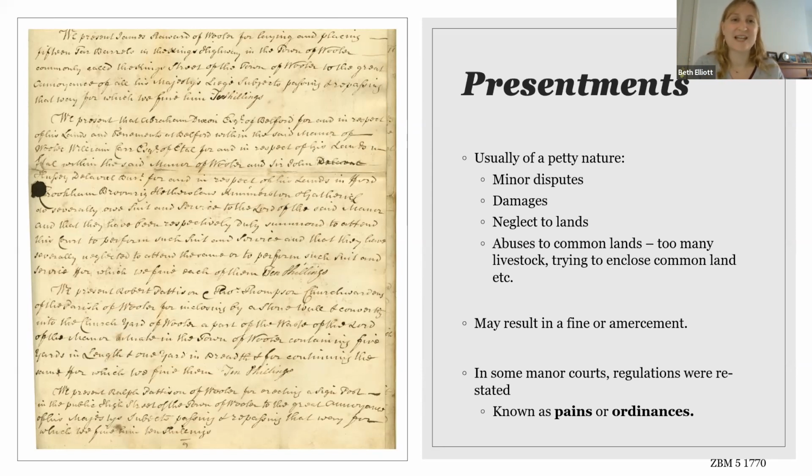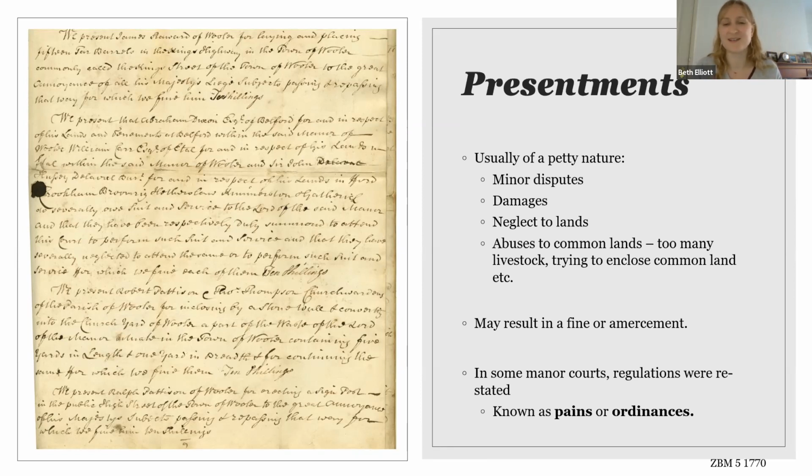So the examples on the left, these are for Wooler, and this is quite interesting. I'm going to put myself under pressure now and read the top one: we present James Steward of Wooler for laying and placing 15 tar barrels in the King's Highway in the town of Wooler, commonly called the King's Street, to the great annoyance of all His Majesty's liege subjects, for which we fine him 10 shillings. So basically you can see he's blocking the road, so he's been charged.